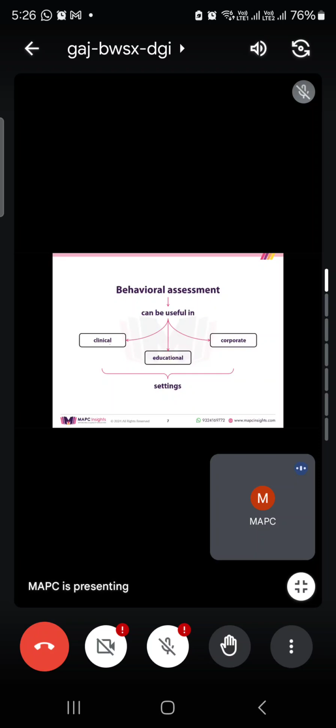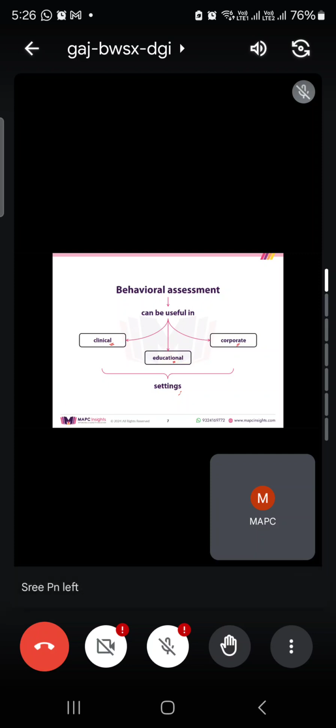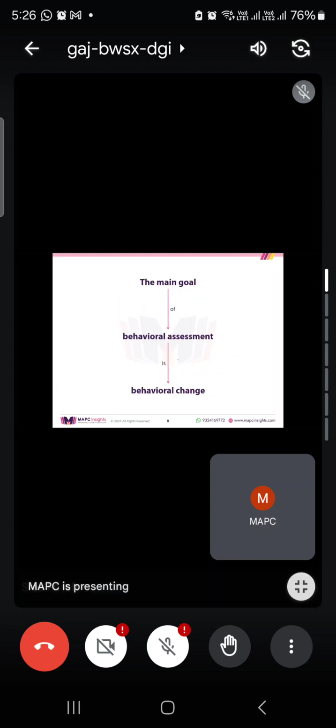Behavioral assessment is useful in clinical, educational, and corporate settings. The main goal of behavioral assessment is behavior change. Negative behavior is converted into positive behavior. So that is the main aim of behavioral assessment.